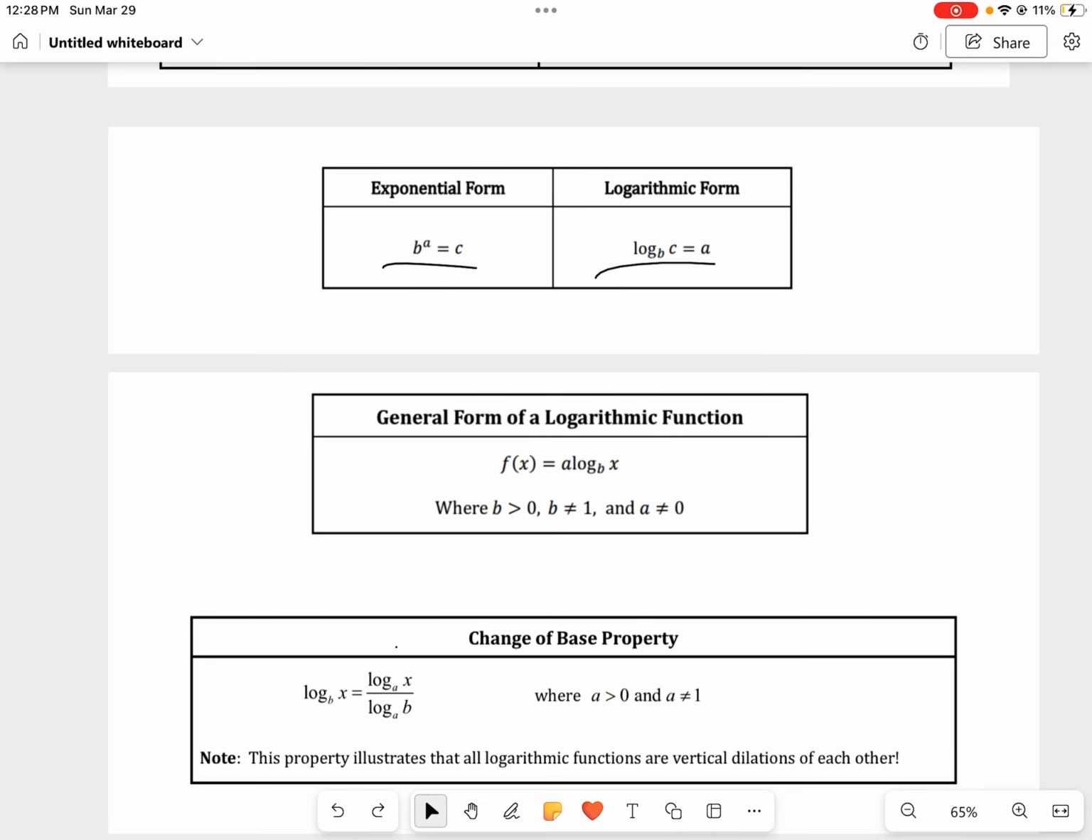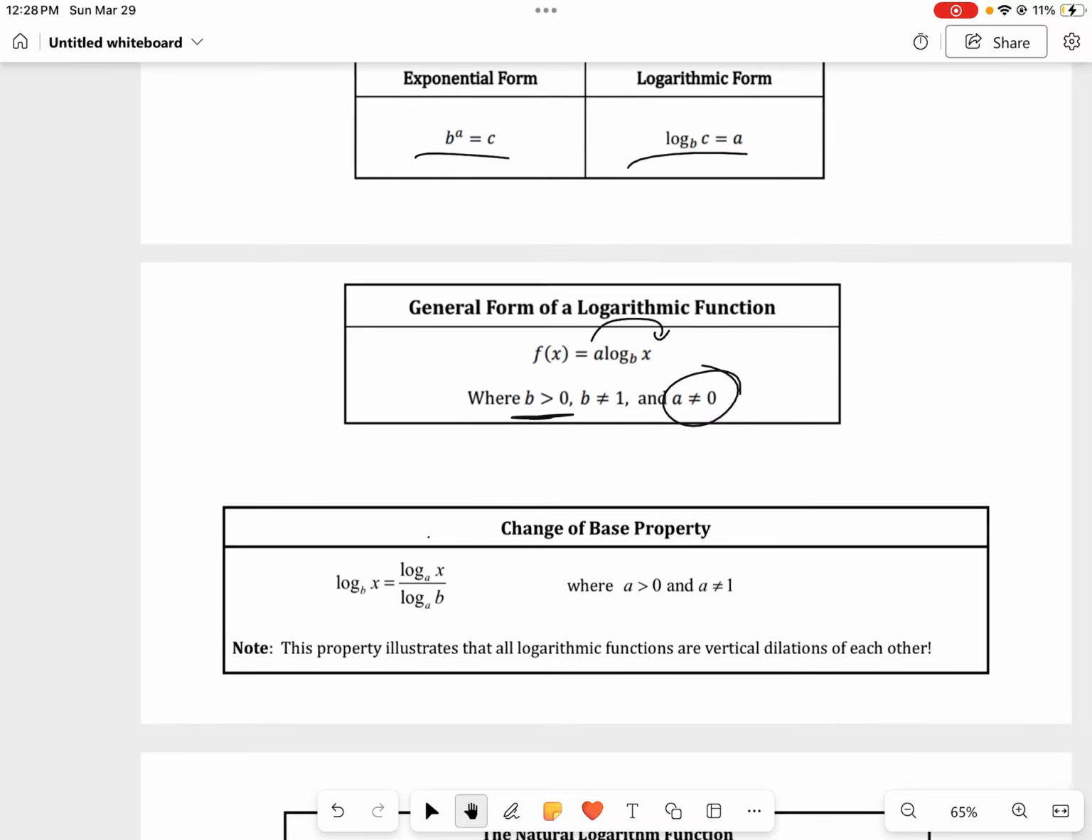Right here, general form of logs. Just this, remember b has to be greater than 0, because you can't have a negative base, and you can't have a base of 1, because 1 to the power of anything will just be 1. And also a can't be 0, because you could move a right here, and it's not going to be fun.